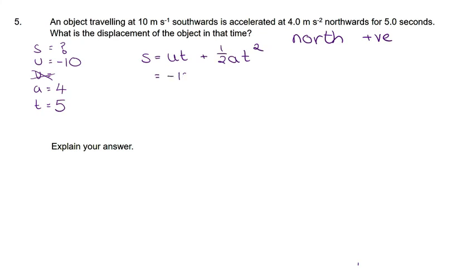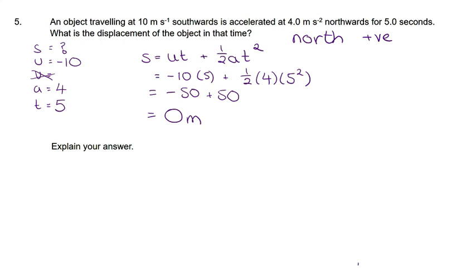So we've got negative 10 times 5 plus a half, 4 times 5 squared. Sorry, that should be a 4. Okay, so negative 10 times 5 is negative 50. Half 4 is 2, so that's 2 lots of 5 squared, so 2 lots of 25, which is 50. So we get negative 50 plus 50, 0. So we get a displacement of 0.